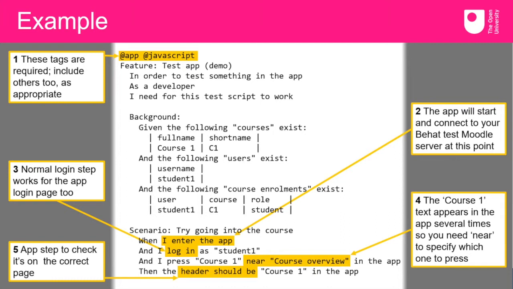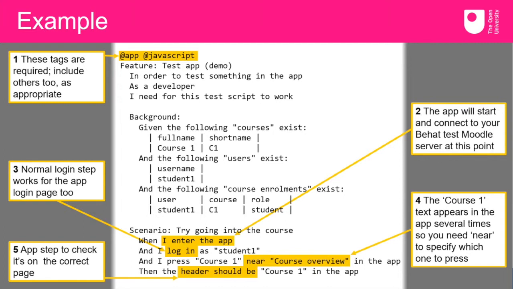Going down a bit further to the background, this is the part that's the same as any Moodle Behat test. So you can see I've created a course, I've created a user called Student1, and I've enrolled them on the course. Next, number 2, when I enter the app. So that will start the app, and the app will automatically connect to the Moodle server that's running the Behat test. Then, and I log in as Student1. That's the normal login step, but it works for the app login page as well.